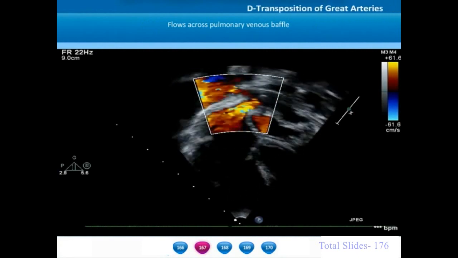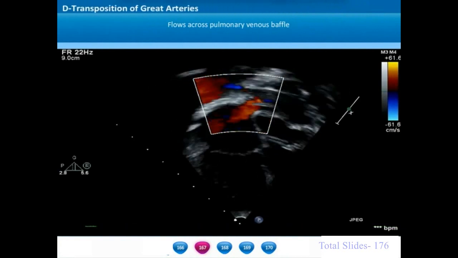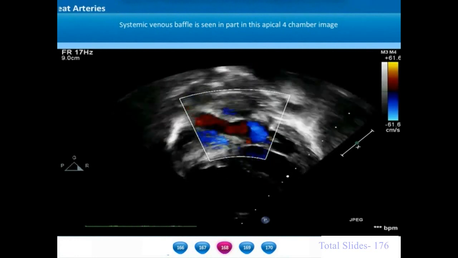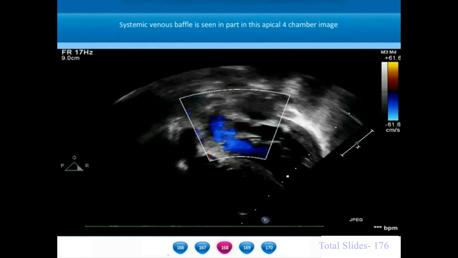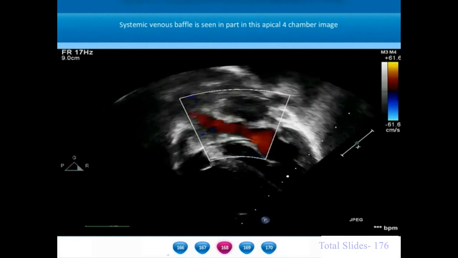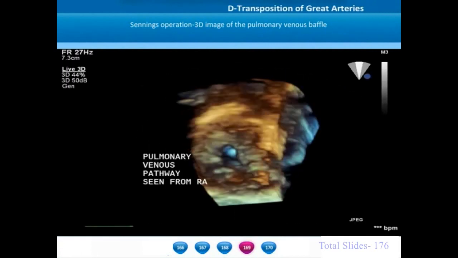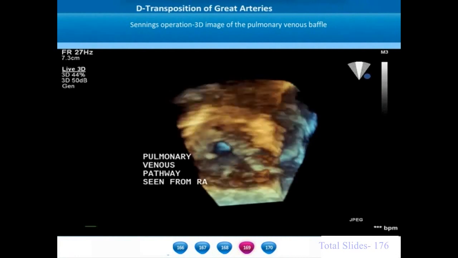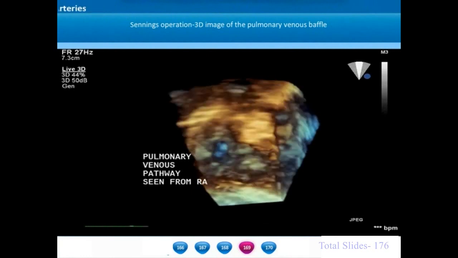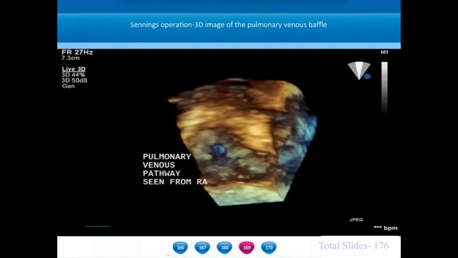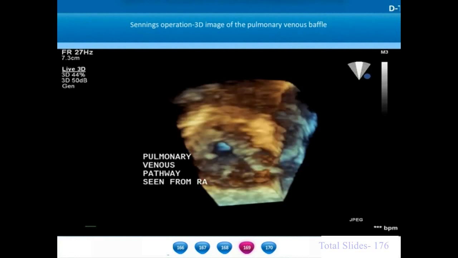Ideally, the pulmonary venous baffle should have laminar flows without any turbulence, as shown in this example. In the same way, the systemic venous baffle draining the superior and inferior vena cava blood towards the mitral valve should also have a laminar flow. On a three-dimensional echocardiogram, when we crop off the right ventricular anterior free wall, we can see the large unobstructed pulmonary venous pathway entering towards the tricuspid annulus.